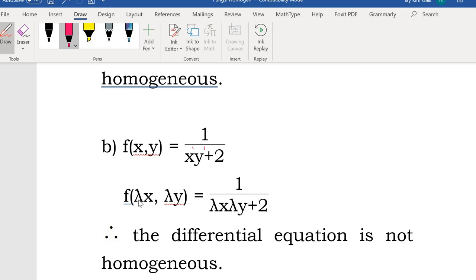Or through the proper way, you substitute x by lambda x, y by lambda y. So you have lambda x, lambda y, and then you see that I cannot factor out, because here you don't have a lambda squared. That's why you cannot cancel out your lambda squared. That's why you cannot write it in the way of lambda power 0 f(x,y). That's why this is not a homogeneous equation.